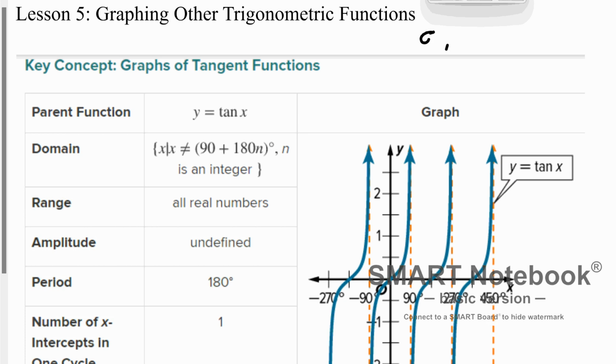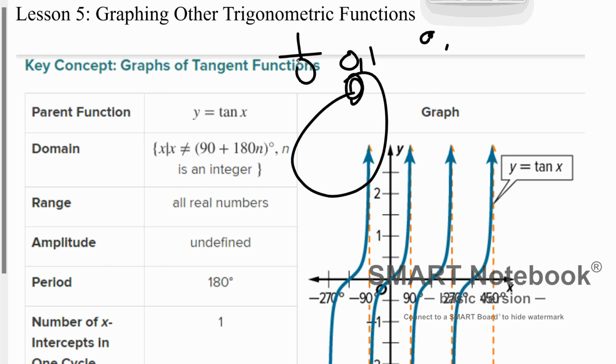And then at 90, our point here is 0 comma 1, and tangent is y over x, so that'd be 1 over 0. Well, it can't divide by 0, so that's undefined, right? And then at 180, it would be 0 over 1, which is back to 0. So it goes 0, undefined, 0, and then down here at 270, we switch and we got negative 1 over 0, which we can't have, undefined.